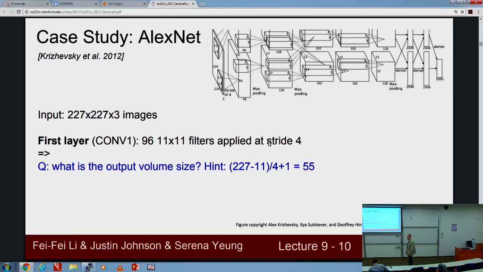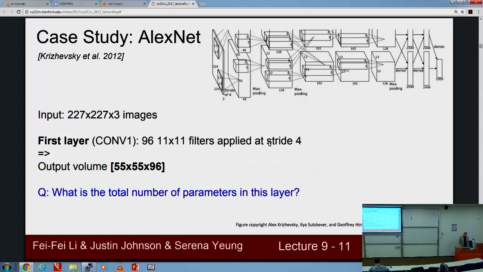Is the spatial dimension 54 by 54? Well, it's 55, but close enough. You may have made a floor-ceiling type of error. And the depth is? 96, because we have 96 filters. Yes, so the answer is 55 by 55 by 96.